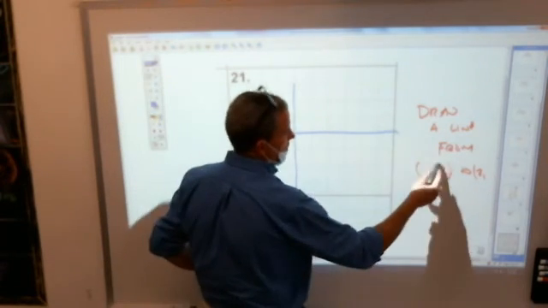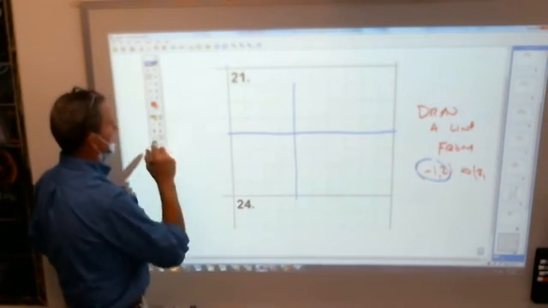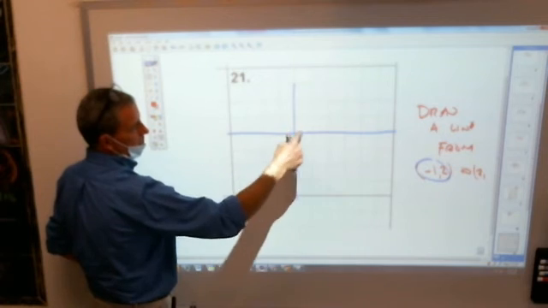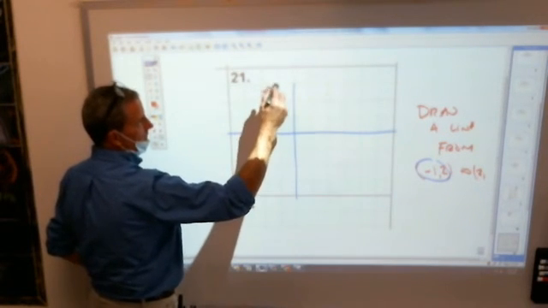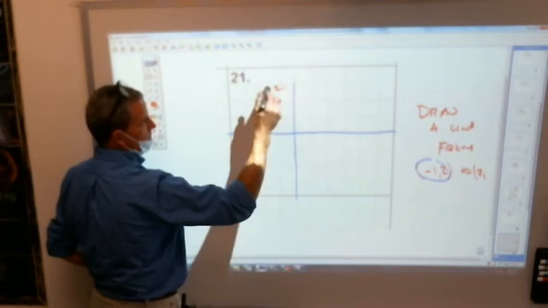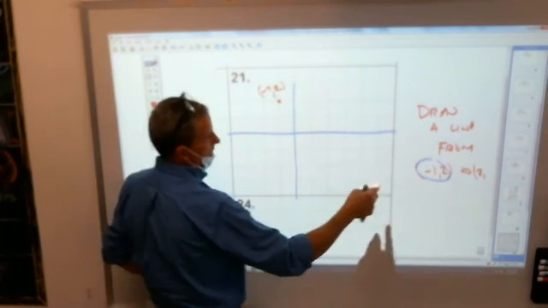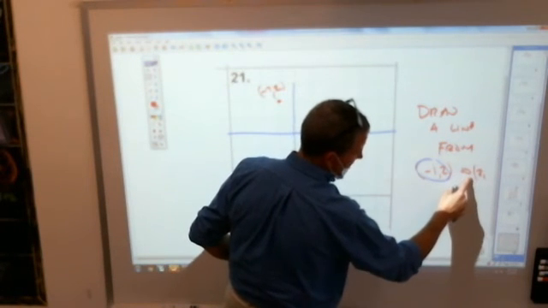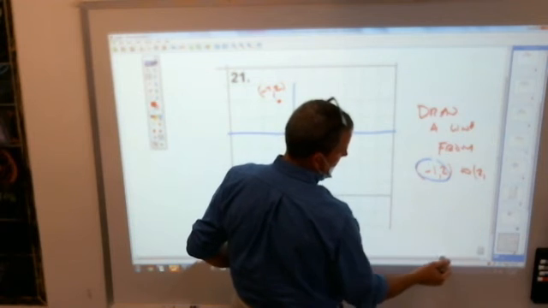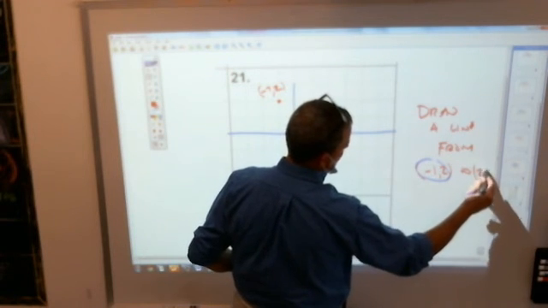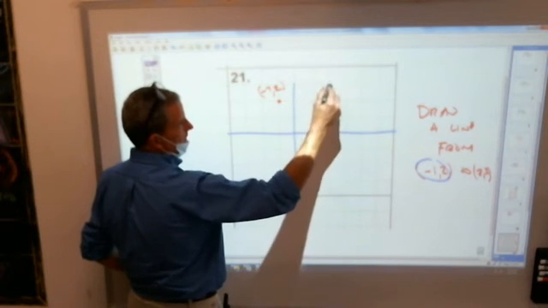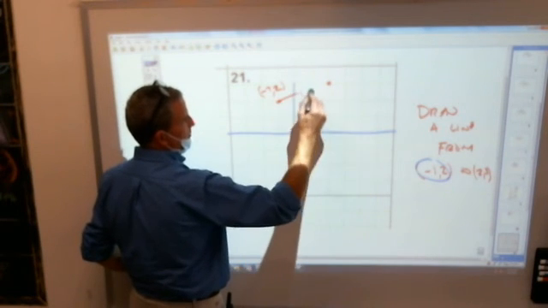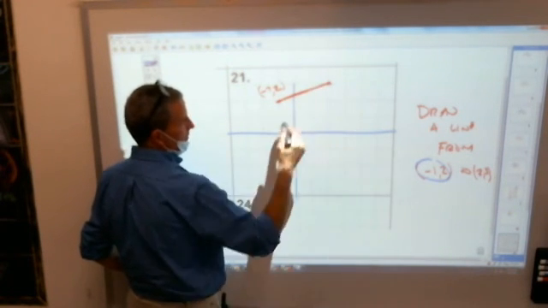So negative 1, 2. Remember, negative 1, 2. Backwards 1, up 2. There's negative 1, 2. And the other point, what is that? 2, 3. Point 2, 3 is right here, and a line between the two you would just have right there.